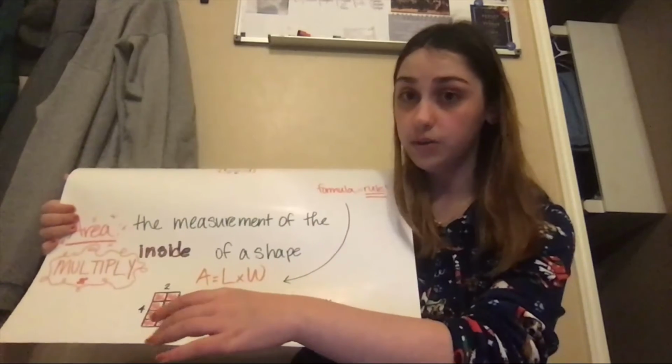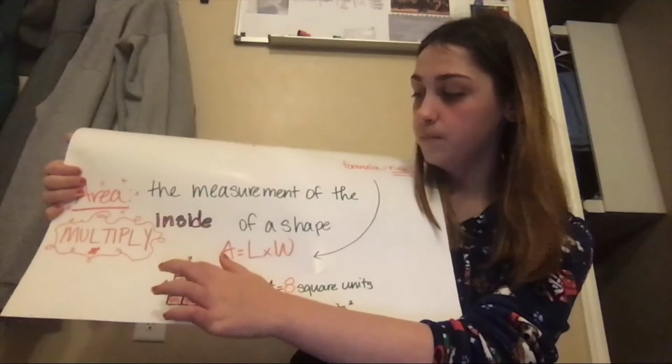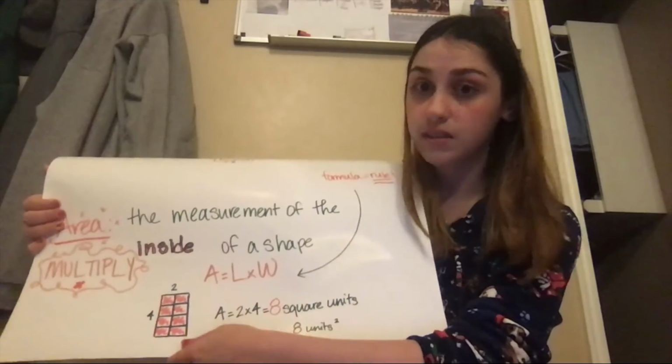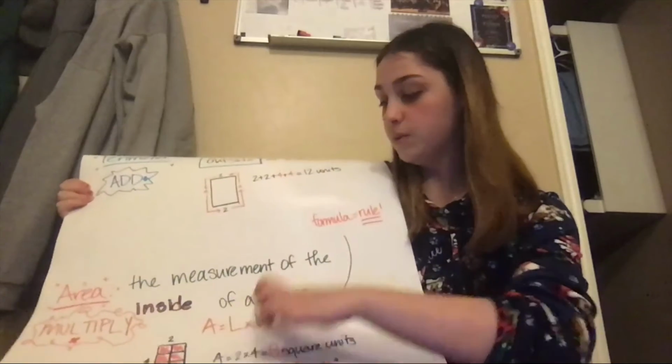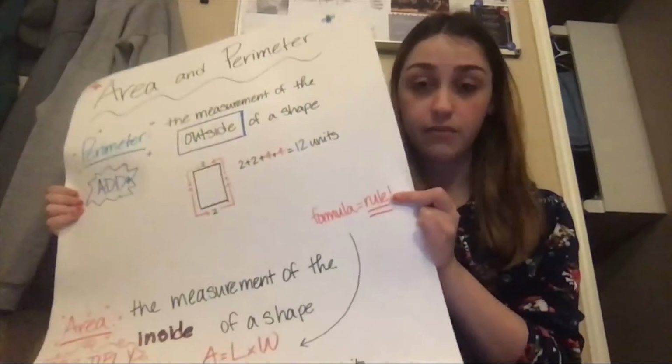And we say square units, we do this little 2 down here because they are measured in squares on the inside. Sometimes they look like grids like this and sometimes they don't, but it all means the same thing. Length times width is a formula, which means it is a rule. So every time you're doing area, you're doing this formula every single time.